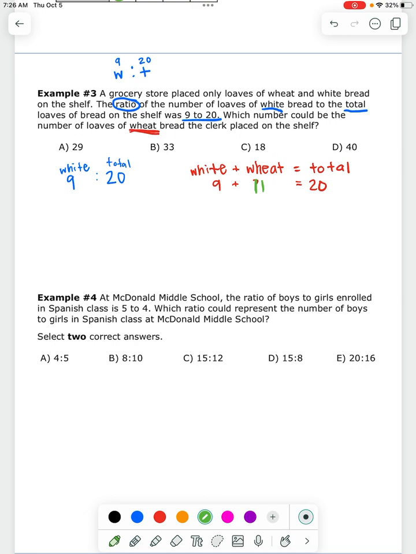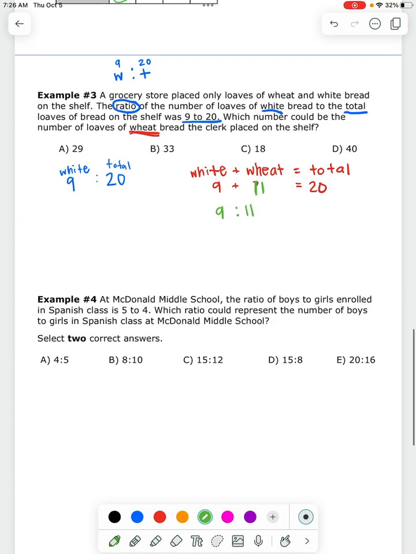So now I can write my ratio. I have 9 white to 11 wheat equals my 20 total. So white, wheat, and total. So again, we want wheat bread, so we are only focused on this number right here. But 11 is not an answer choice. So now we can use our skip counting to see which could be an answer.